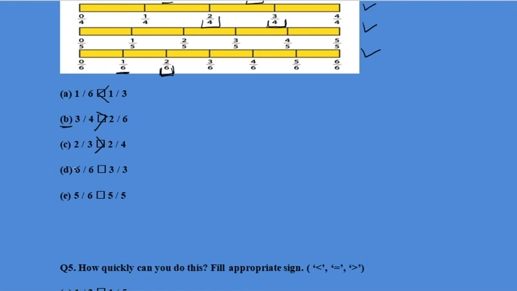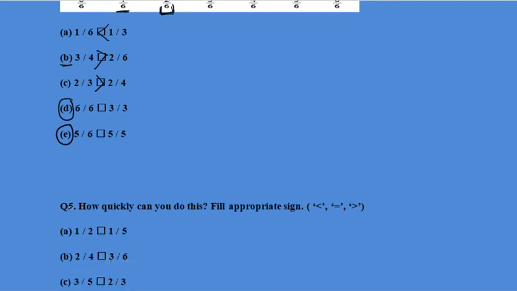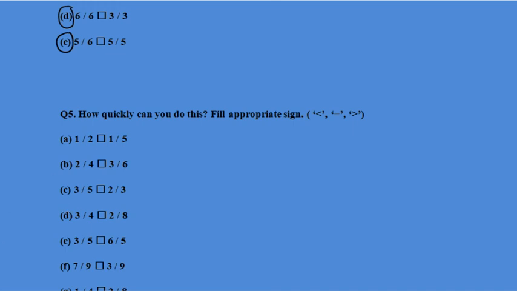Then there are two more parts, D part and E part. D part and E part, your homework, do it like this only and write the answer in the comment box. If you find any doubt, you can just write in the chat box. So let us come on to the fifth question. Fifth question is, how quickly can you do this? Fill appropriate sign less than, equals to or greater than.